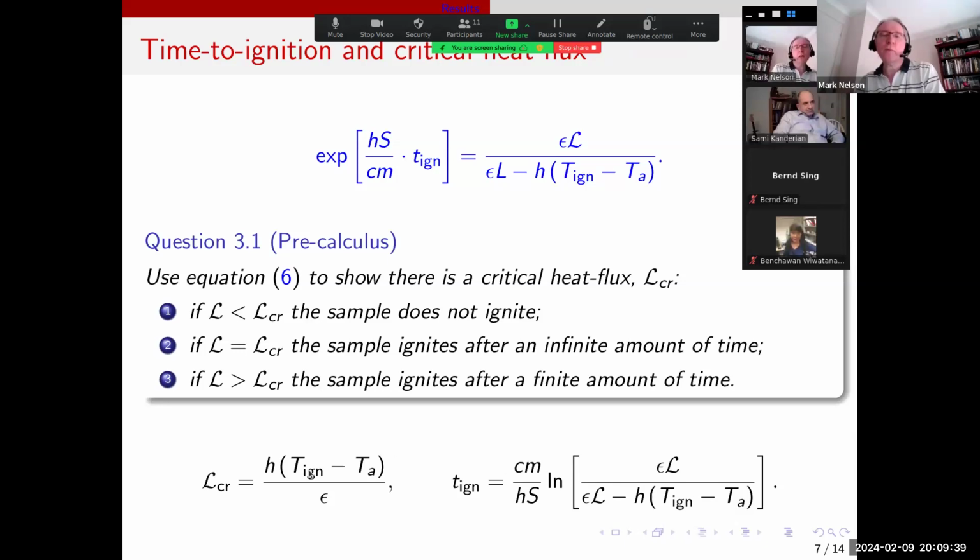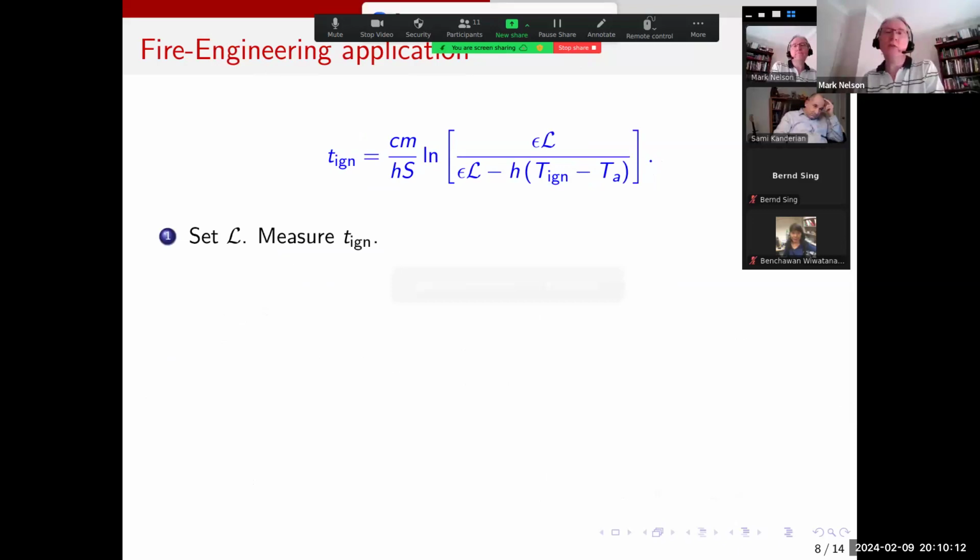And this parameter for the ignition temperature, we're not predicting that value. That's something that the experimentalists will tell you, because they're irradiating their sample, and they're also measuring the surface temperature as a function of time. Like visually, you know when it's ignited because a flame appears above the sample. The formula of the ignition time, first order separable equation. So the game is we set the value for L and we measure the ignition time.